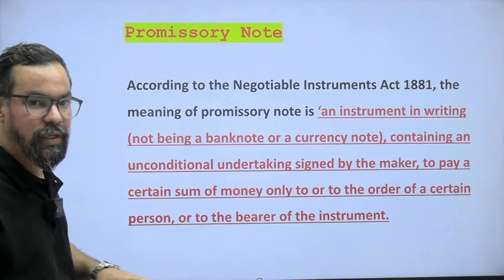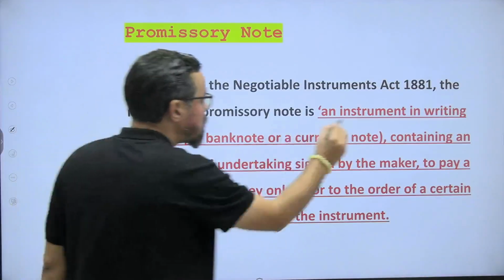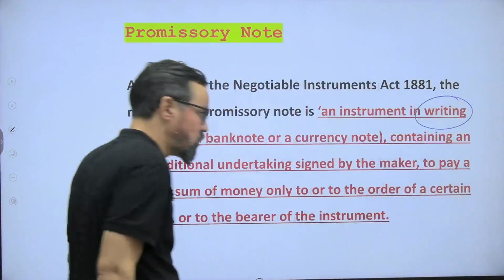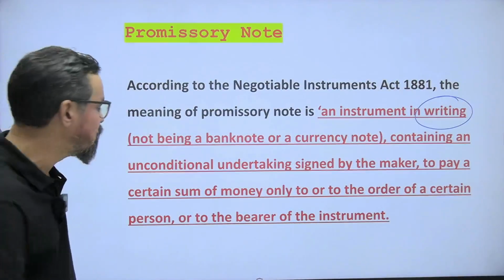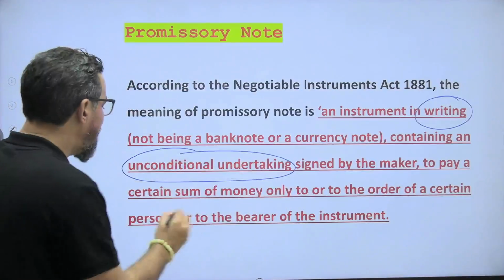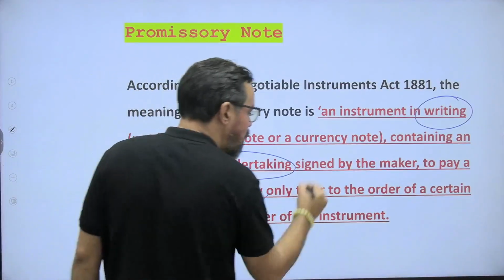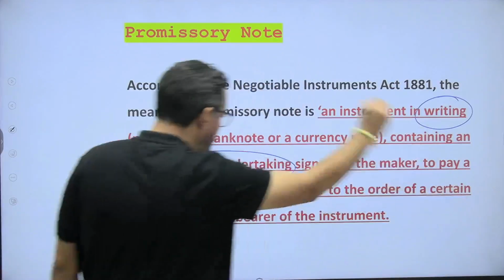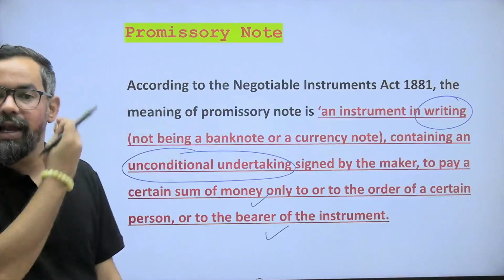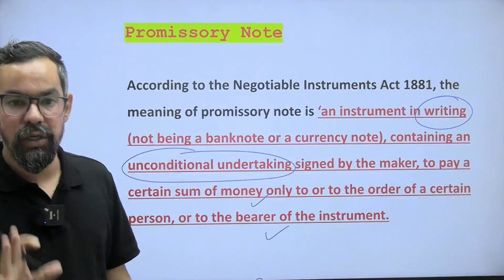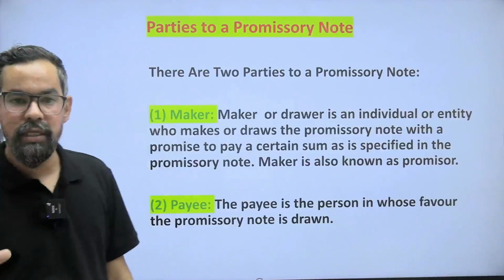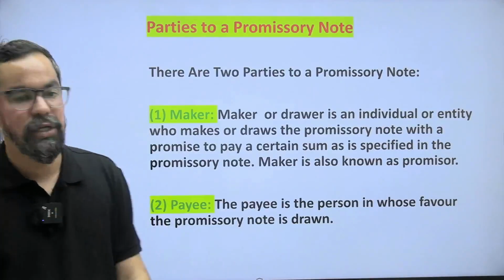So now go through the definition. Again, you will get the features and all. An instrument in writing. This is the same thing which we have for bill of exchange also. Containing an unconditional undertaking, this is also the same, right, by the maker to pay a certain sum of money only to, or to the order of, a certain person or to the bearer of the instrument. So that is generally known as your promissory note. I promise to pay you or your order rupees this for value received. So this is something which is generally part of this one.